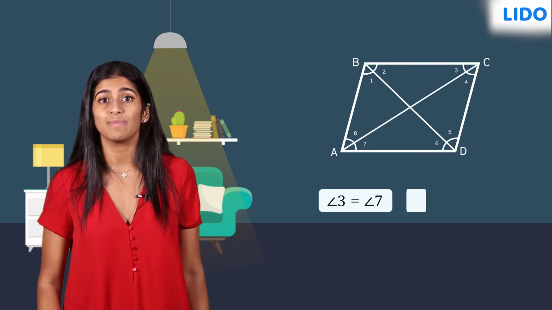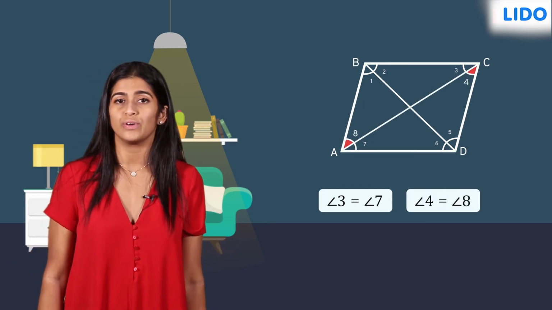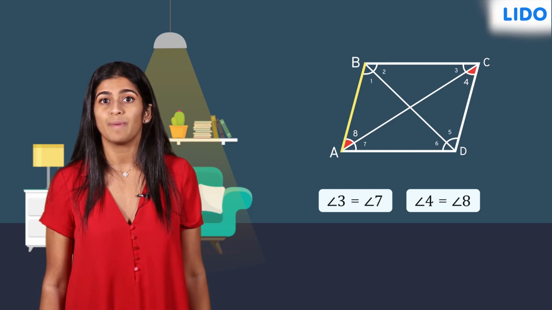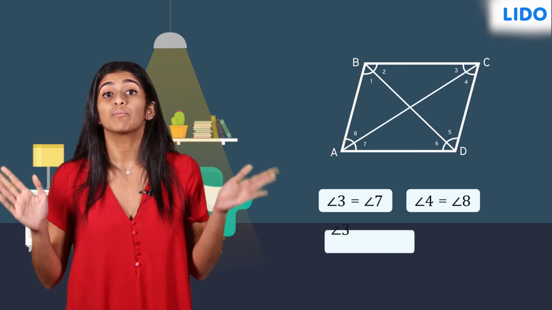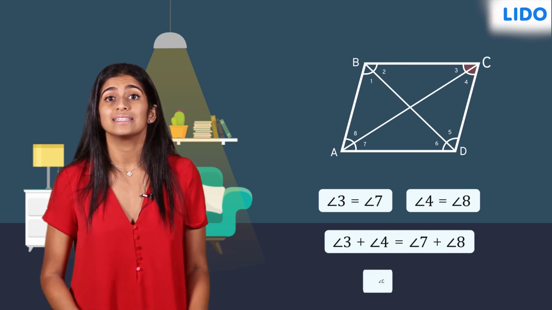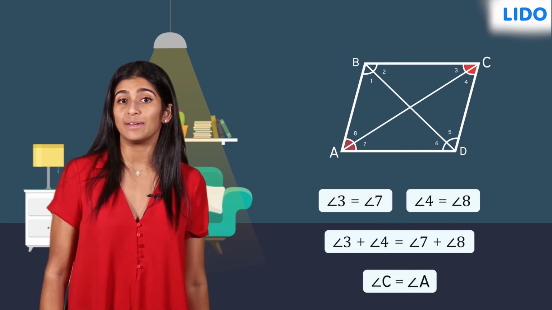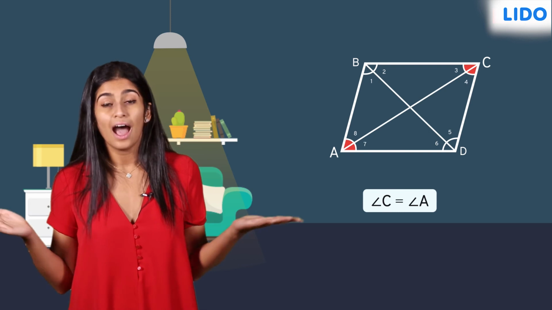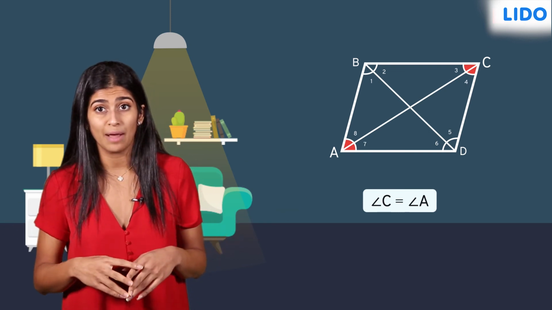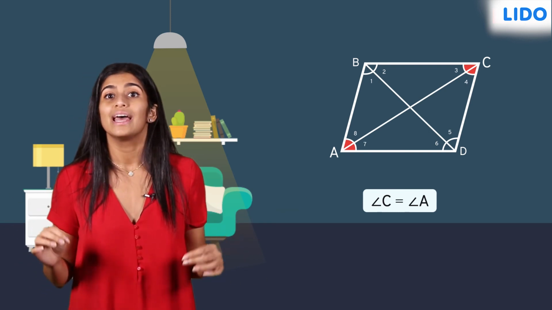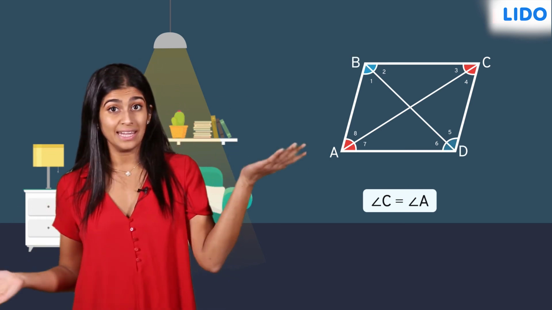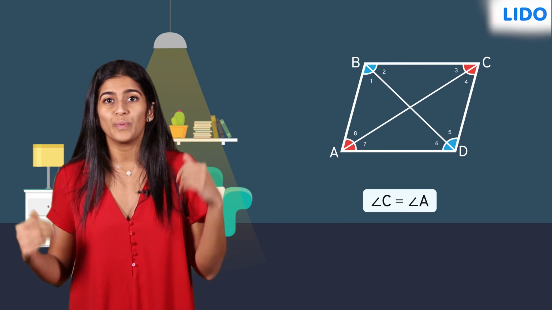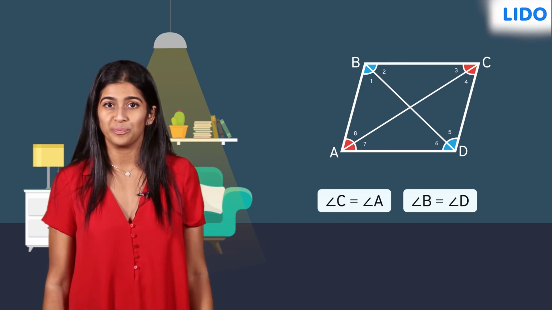Similarly, angles marked as 4 and 8 are also equal, because AB is parallel to CD and AC is the transversal. Adding both the pairs, we get angle C equals angle A. Angle A and angle C are opposite angles of the parallelogram, and we just concluded they are both equal. Similarly, angles B and D are opposite angles, so we can say they will be equal too.